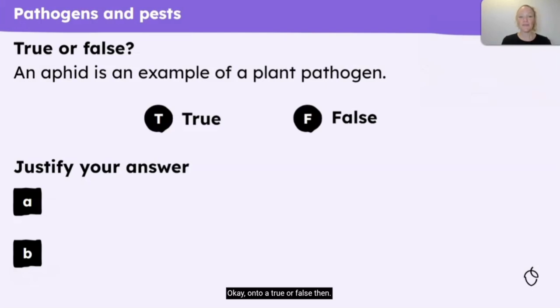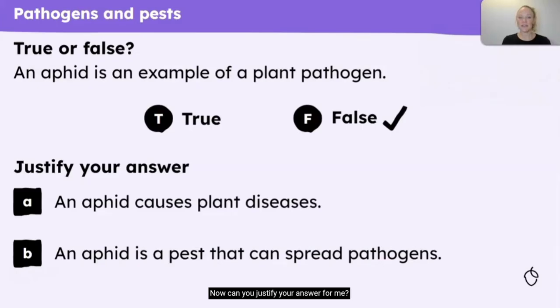Okay, on to a true or false then. An aphid is an example of a plant pathogen. Is that true or is that false? I'll give you a moment to think about it. That, of course, is false. Now, can you justify your answer for me? A, an aphid causes plant diseases, or B, an aphid is a pest that can spread pathogens. I'll give you a moment to think about it, but if you need more time, please pause the video.